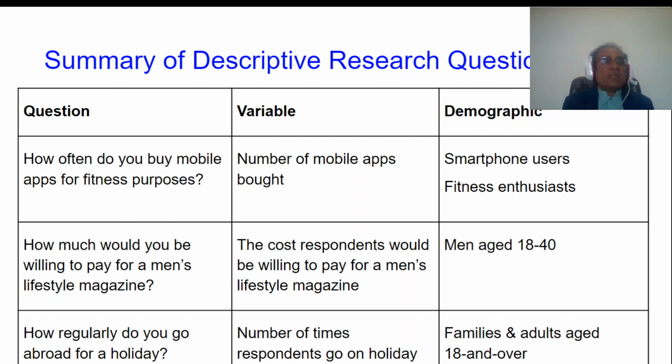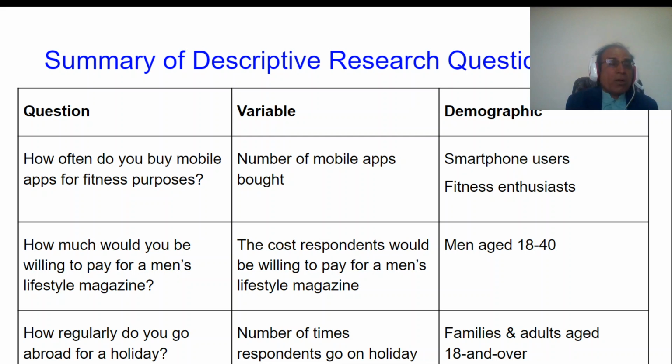So, for example, the question is: how often do you buy mobile apps for fitness purposes? The variable is the number of mobile apps bought. The demographic is smartphone users, fitness enthusiasts. Another: how much would you be willing to pay for a men's lifestyle magazine? In this question, the variable is the cost respondents would be willing to pay for a men's lifestyle magazine, and the demographic information is men aged between 18 and 40 years.